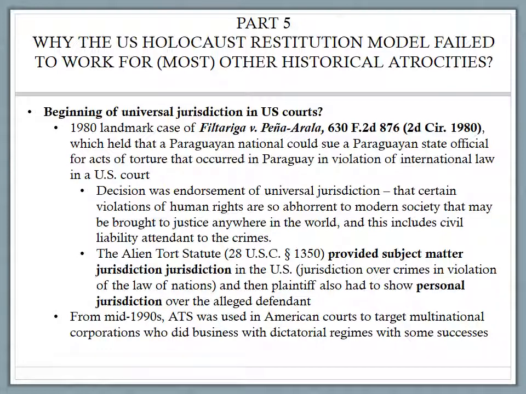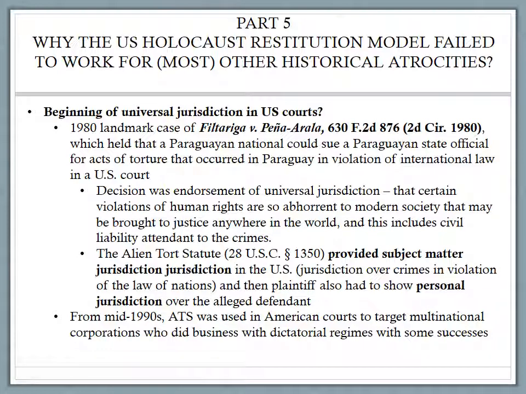Foreigner suing a foreigner for an act that occurred outside of the U.S. The decision was an endorsement of what we've discussed previously as universal jurisdiction. This is the idea that certain violations of human rights are so abhorrent to modern society that they may be brought to justice anywhere in the world.